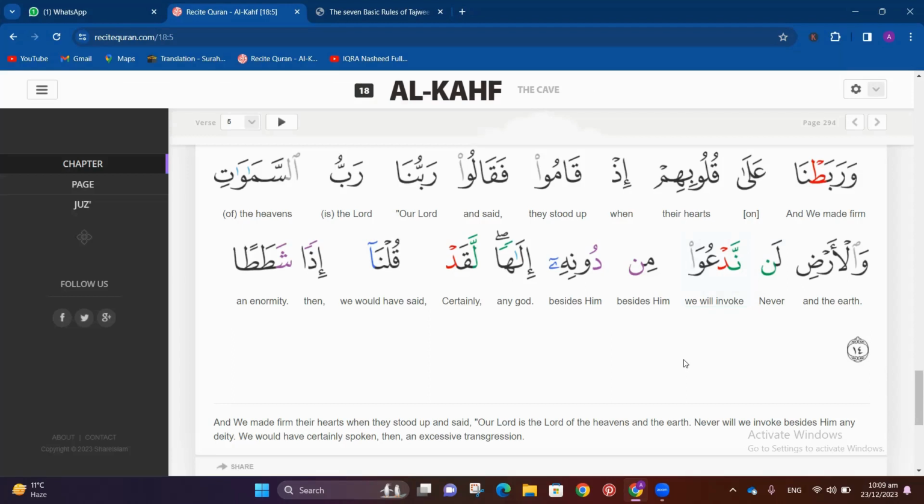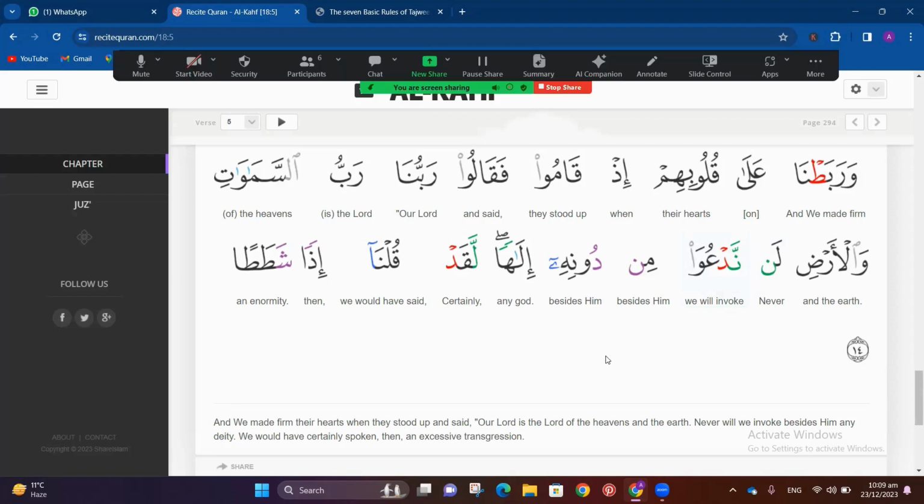dunihi. In min dunihi, I have hidden the voice of noon here because this is a rule which is called ikhfa. Ikhfa means hiding something. In min dunihi, I have hidden the voice of noon because the rule says whenever any letter from 17 letters, of which da is one, comes after noon sakin or tanween, then we are going to hide the voice of noon.